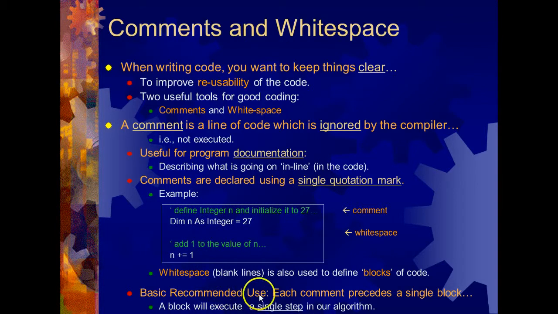And the basic recommended use is each comment precedes a single block. By a single block we mean a single step in our algorithm. And then you can separate each block by white space. Okay? So the basic recommended use is that you would have a comment in front of each block. I will want you to do that in all of your homework assignments from now on, and to put white space in between each block, where again, what we mean by a block is basically a single step in our algorithm.